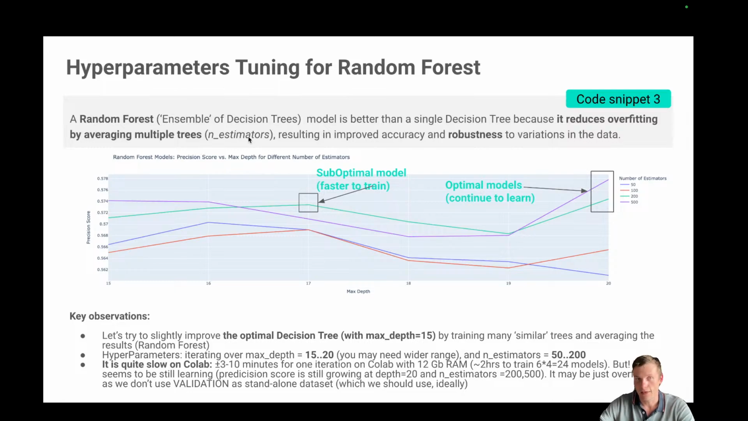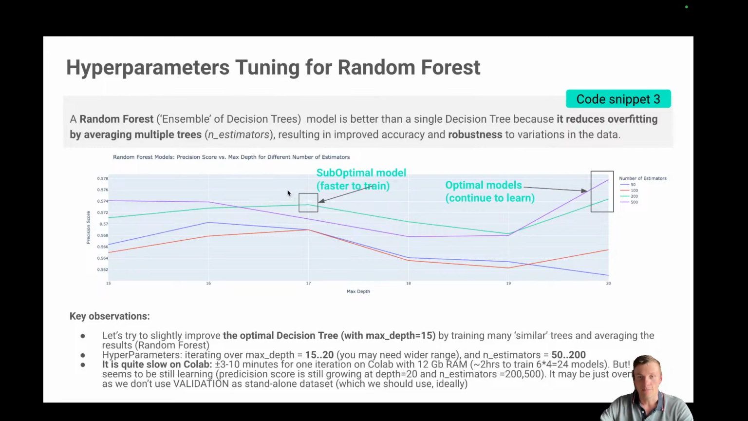And it's a well-known fact that random forest is better than a single decision tree because it reduces overfitting by averaging multiple trees. So we have estimators that is 50, 100, or even 500. And it improves accuracy and robustness to variations in the data. That's why, even though I couldn't get a 58% precision score, I knew that random forest is an aggregation of many individual decision trees, and I used this predictor in my final data set of predictions.